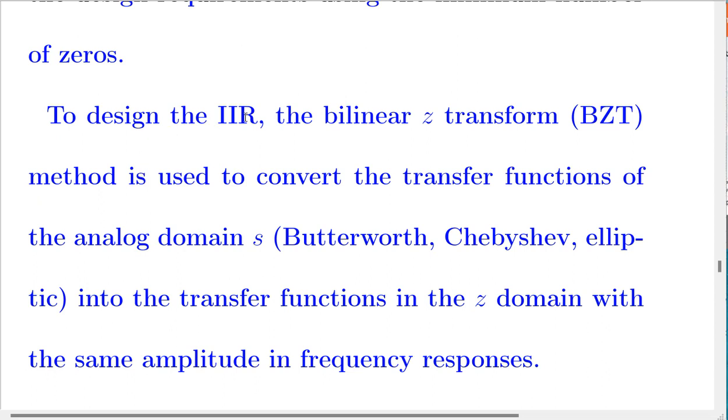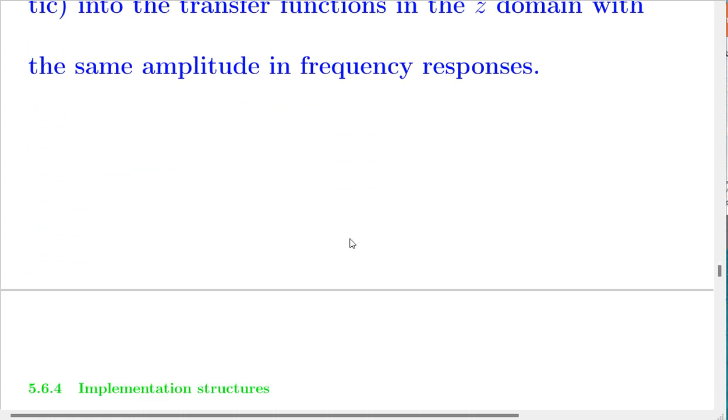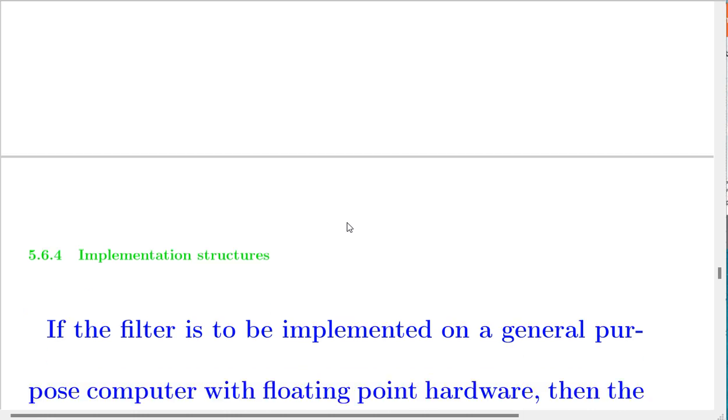To design the IIR, the bilinear Z transform, or BZT method, is used as the best solution, okay? To convert the transfer functions of the analog domain S, Butterworth, Chebyshev, elliptic, into the transfer functions in the Z domain with the same amplitude in frequency responses. Okay. We will explain them in detail later.